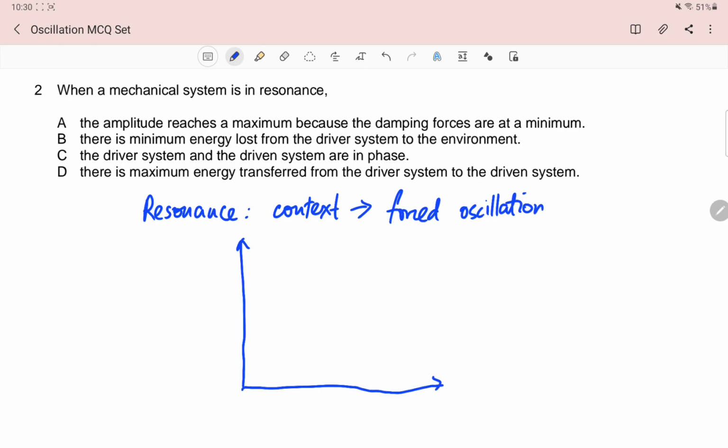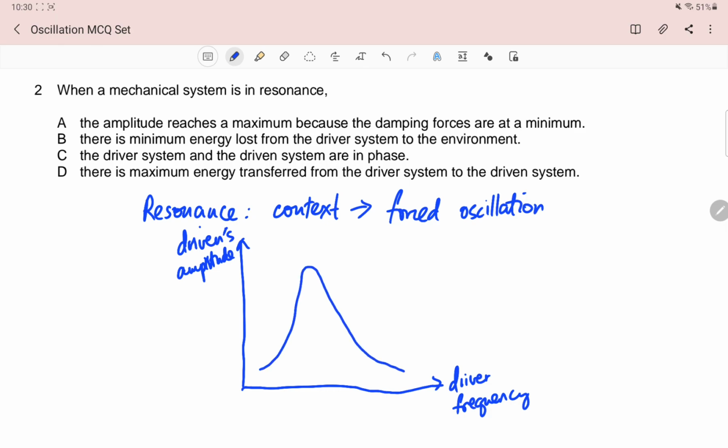The driven is the mechanical system. So we want to see, when the driver applies different frequency, how does the driven, which is the mechanical system here, respond to it. So the y-axis is the driven's amplitude. So this graph is quite easy. You already know it quite well.